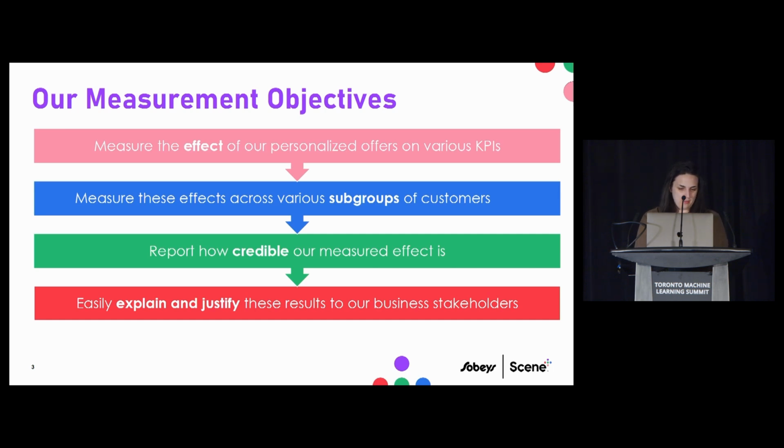And then we also want to be able to report on how credible we feel these measurements are. Are we confident enough in these effects to act upon these results? And then, of course, we need to be able to explain and justify these results to business stakeholders. We don't want to end up in a situation where we can't explain why the results are behaving in a certain way. And when you start dividing your data across subgroups, that's something you can definitely be at risk for. Why are each of the banners showing a positive effect, but the overall effect is negative? We want a system that can handle that, make sense of it, and correct it if needed.